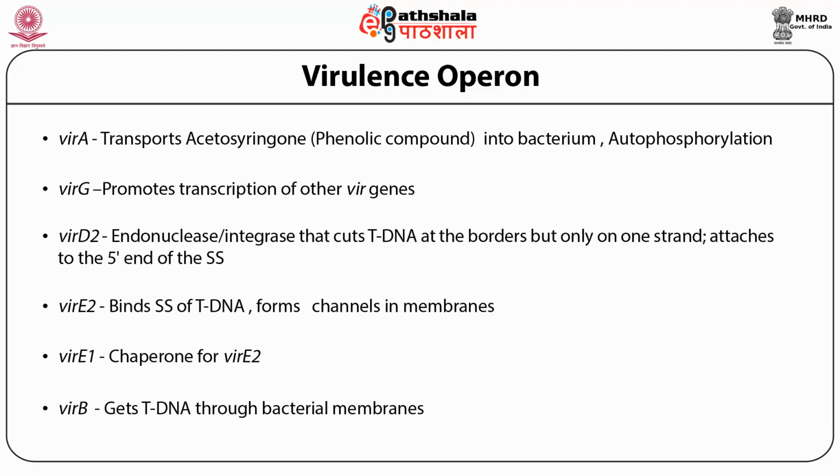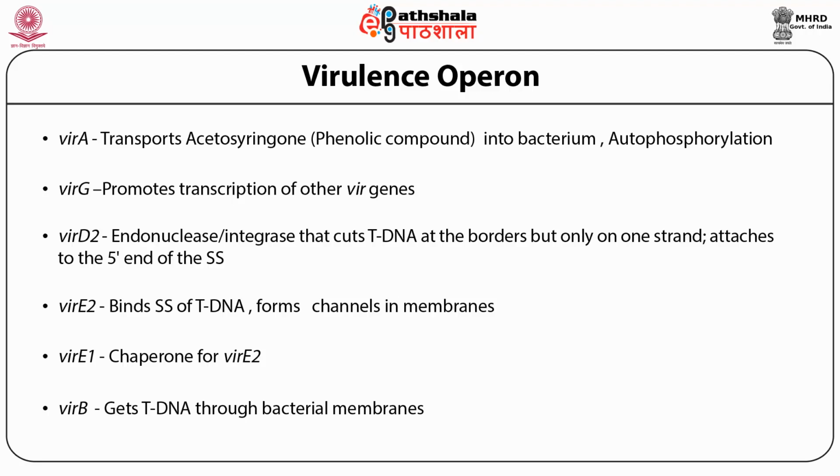Now VirD, D1 and D2. These two proteins are endonuclease enzymes which target the repeat sequence of the tDNA border and can induce a nick on only one strand, resulting in a 5-prime end of a single-stranded DNA. So these endonucleases will go and specifically bind to the tDNA, cut only one strand of DNA, and result in a single-stranded DNA.